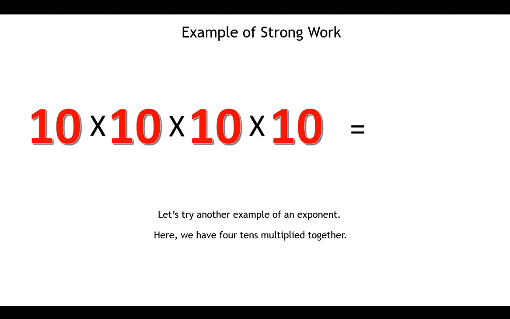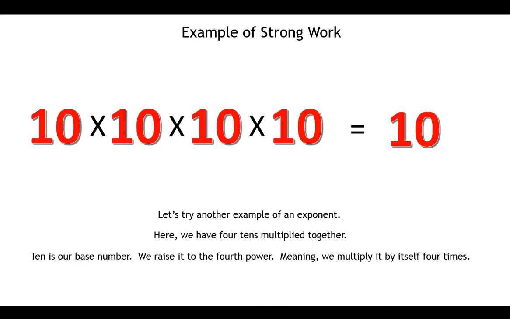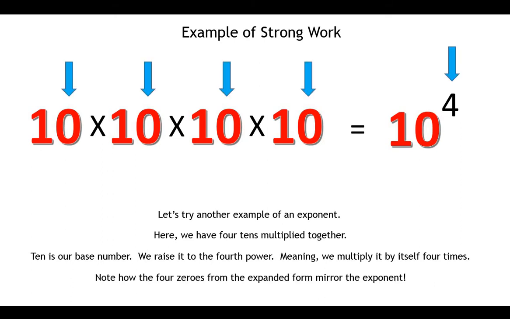Let's try another example of an exponent. Here we have 4 tens multiplied together. 10 is our base number. We raise it to the 4th power, meaning we multiply it by itself 4 times. Note how the 4 zeros from the expanded form mirror the exponent.